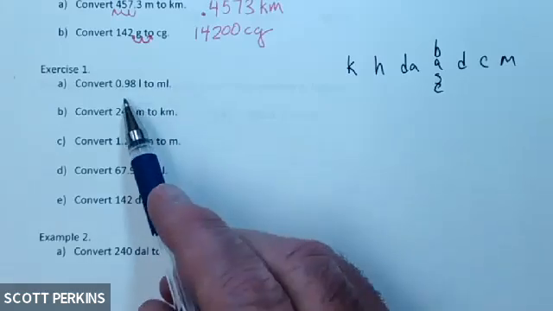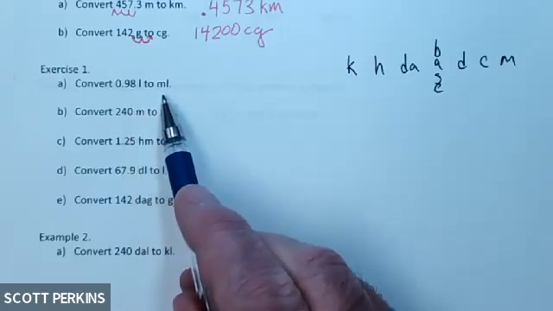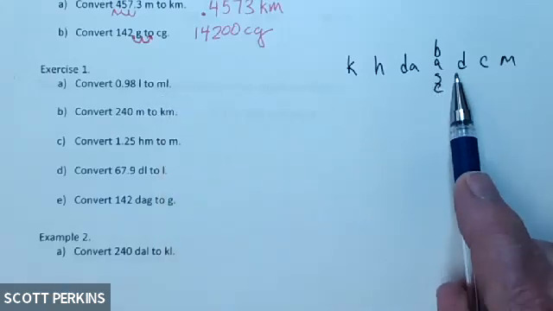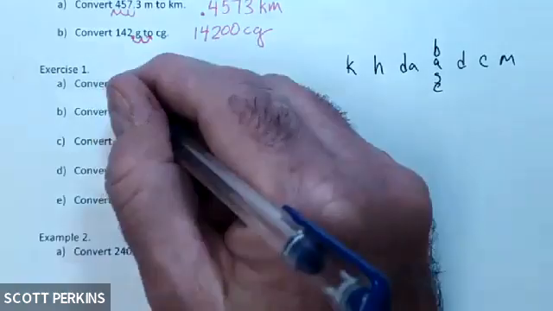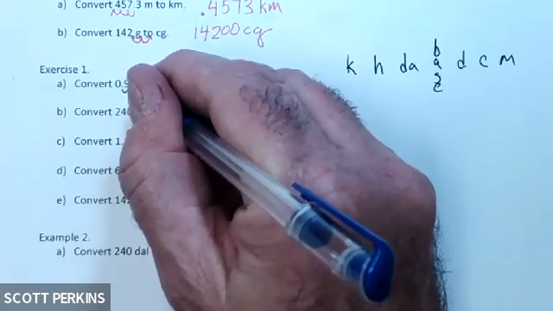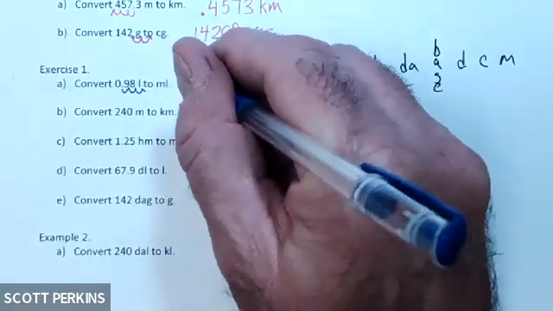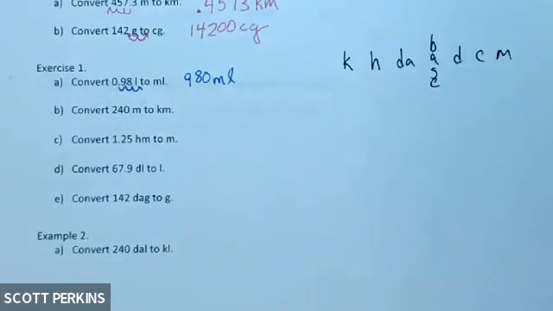So the first one says, let's convert 0.98 liters to milliliters. So I'm at my base unit, my liters, and to get to milliliters, I'm going to go 1, 2, 3 units, 3 hops to the right. So that means I'm going to go 1, 2, 3 hops to the right. And for that third hop, I'm going to add on a 0. So I have 980 milliliters. Anybody get something different that we have to talk about there? All right, I'm going to keep going.